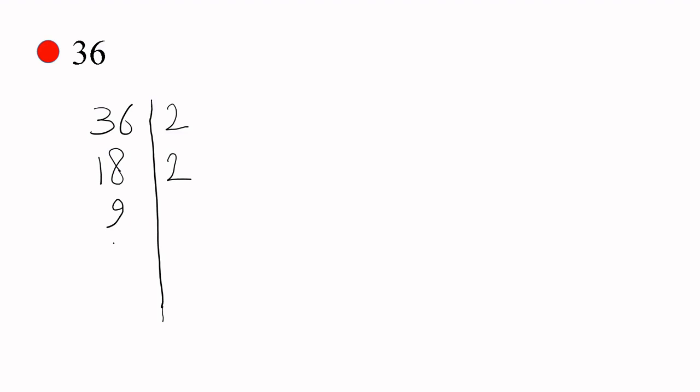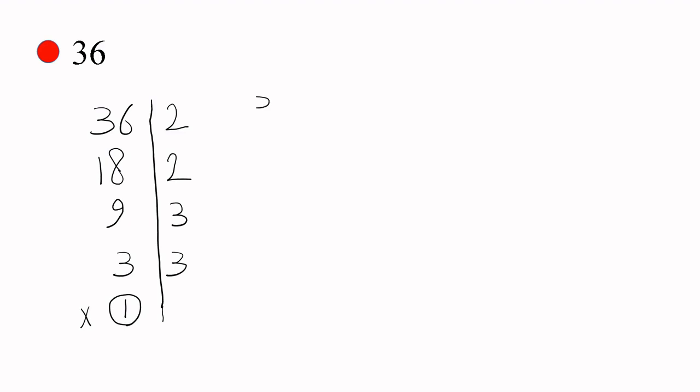Is there any prime number that I can divide 9 by? Let's check. The smallest one is 2, so I cannot divide 9 by 2. Let's check 3. Yes, I can use 3. If I divide 9 by 3, the answer will be 3. Is there any prime number? Yes, again 3, and 3 divided by 3 will be 1. When you reach 1, you must stop the process. So here, stop the process.